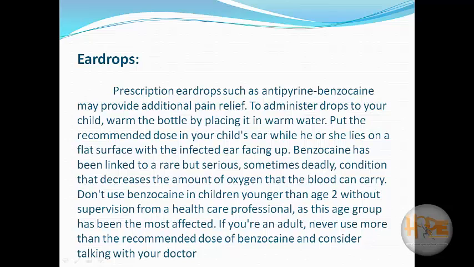Benzocaine has been linked to a rare but serious, sometimes deadly, condition that decreases the amount of oxygen that the blood can carry. Don't use benzocaine in children younger than age 2 without supervision from a healthcare professional, as this age group has been the most affected. If you are an adult, never use more than the recommended dose of benzocaine and consider talking with your doctor.